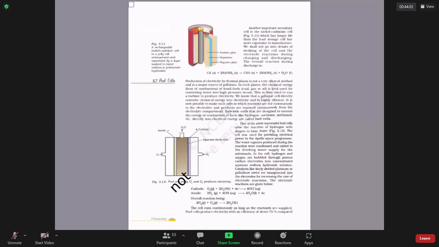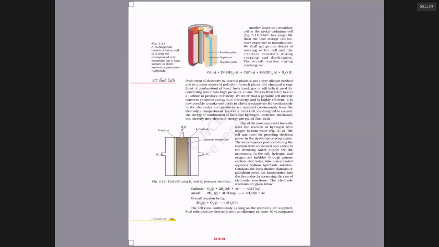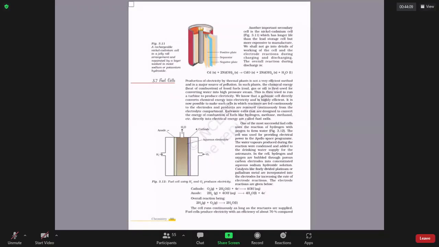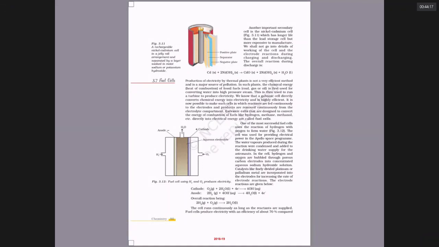A fuel cell is silent, it won't make any noise. A fuel cell is 100% efficient theoretically; maximum 70% efficient ones are available. Easy to handle, but the technology we have yet to develop.